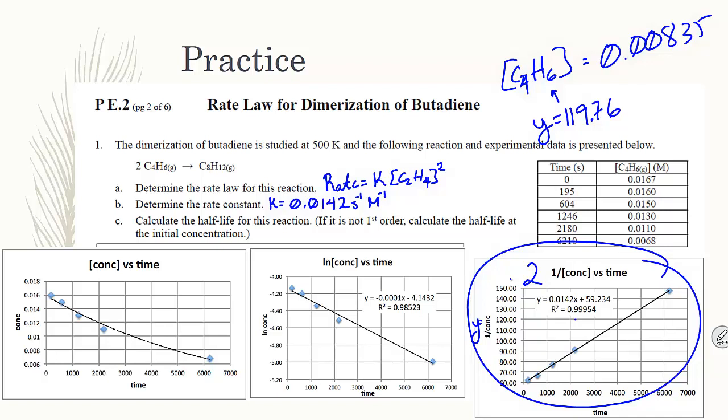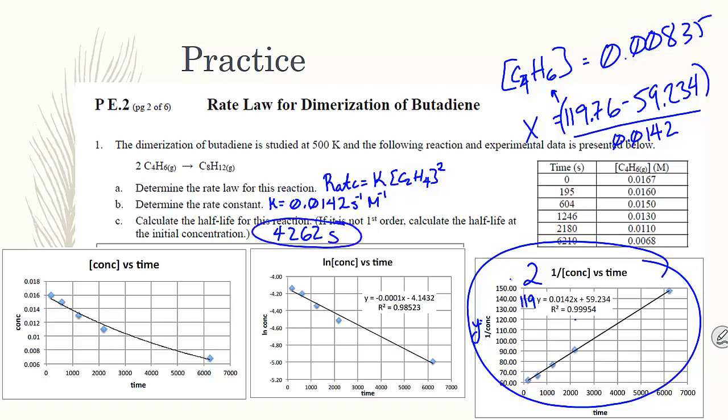So with that, I can solve for x. 119 equals 0.014 times x plus 59. So subtract 59 on both sides, and then divide by the slope. That will give me the time I am looking for, which comes out to be 4,262 seconds. And there's the work in case my grader wants to know where I got that value from.